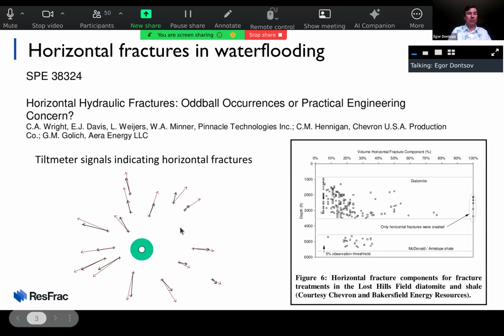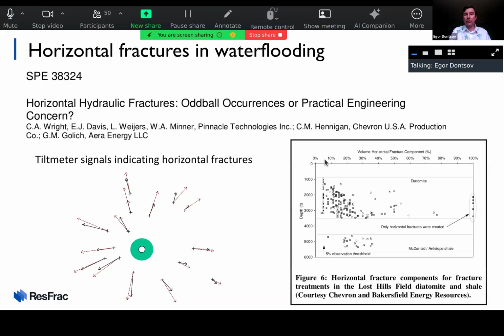This is a screenshot from the publication, a top view, and it's very, very symmetrical. This is a clear indication of a horizontal fracture, because a vertical fracture would be oriented; it would have a directional input into it. They analyzed this data and interpreted it in terms of the so-called volume of the horizontal fracture component.